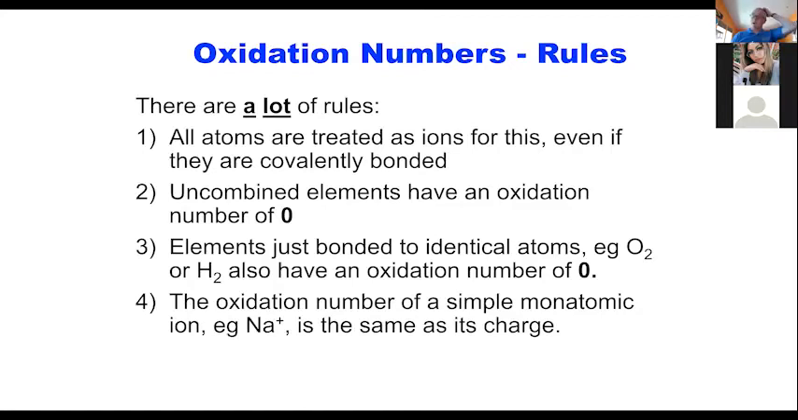So I'm just going to start with oxidation numbers because I think there's some confusion about the difference between oxidation numbers and formal charge. And that's totally understandable because we use a lot of the same rules for determining them, but some of them are different. And the basic rule is that we treat all atoms like they're ions, even if they're in covalent bonds. We just treat them like they're ions.